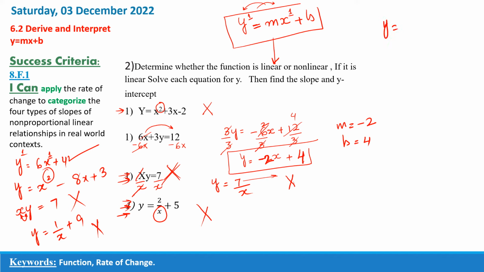Y equals square root of x is also not a linear equation because x is written under the square root. Y equals x cubed plus 9 is also not a linear equation because x has a power 3. Y squared equals x squared minus 9 is not a linear function because of the power 2 on the x and y.